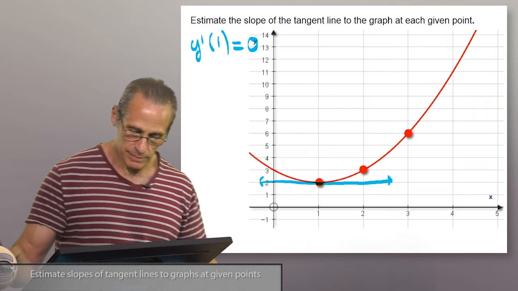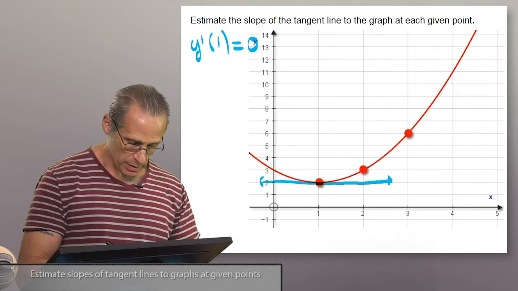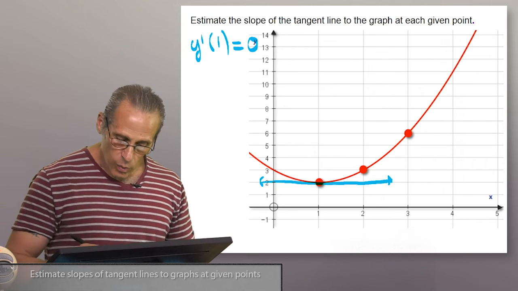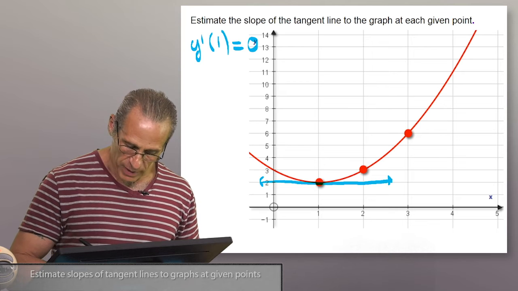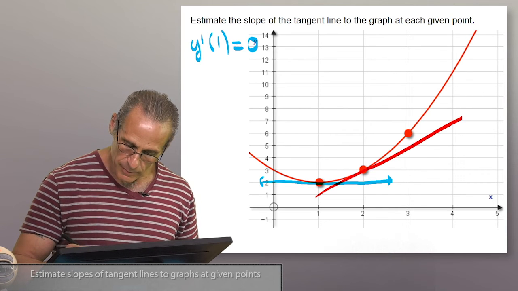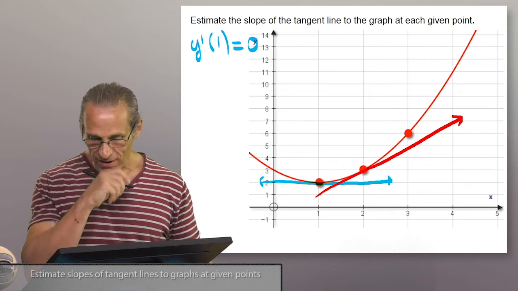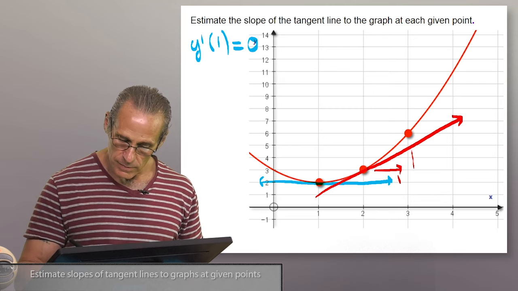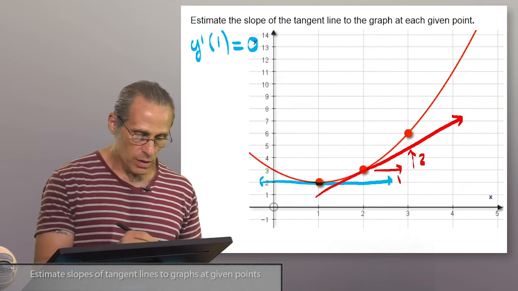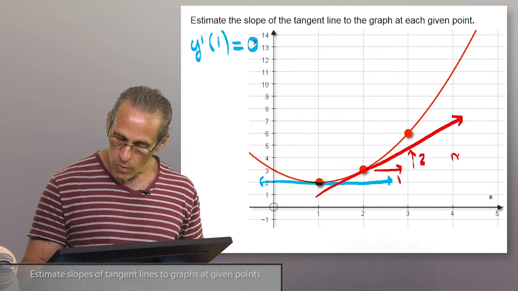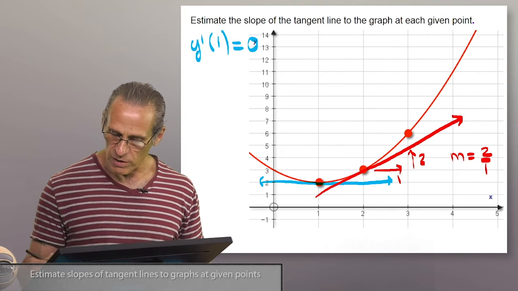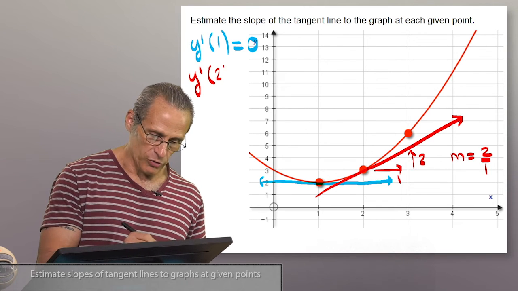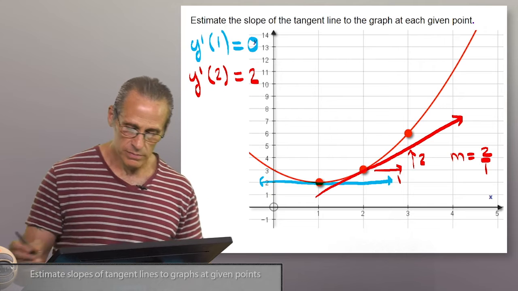is 0. Now when I go over to x equals 2 and I sketch the tangent line there to approximate the slope, I've got to figure out the slope of this line. And it looks like I've gone right 1 unit, up 2 units. So the slope, change of output over change of input, would be 2. So my derivative at x equals 2 is 2.